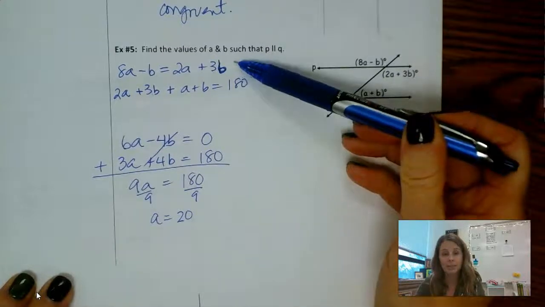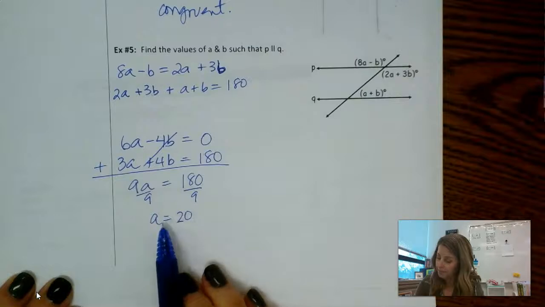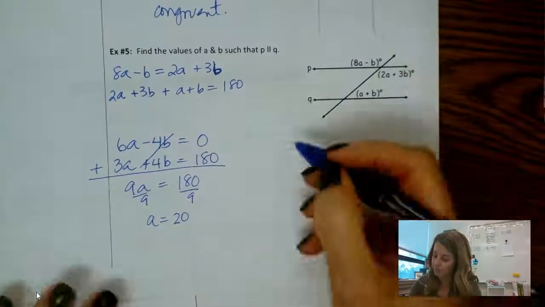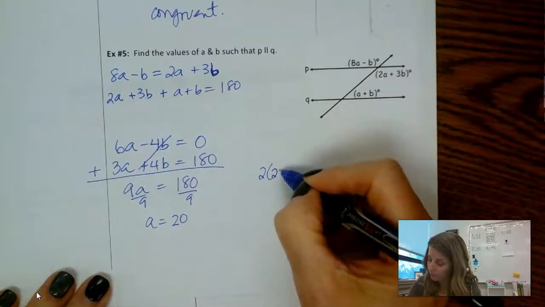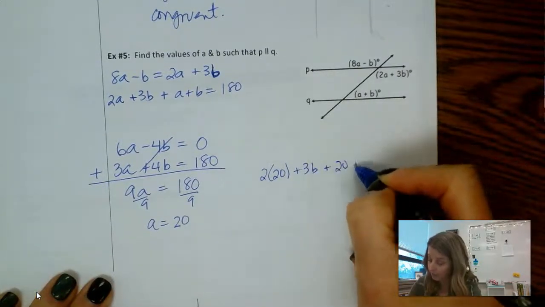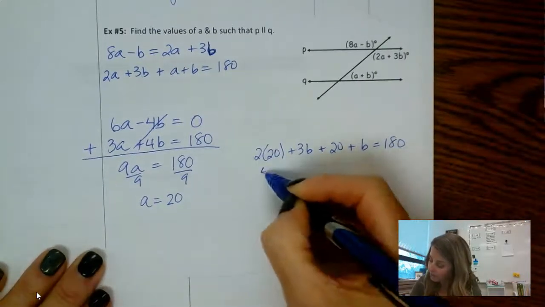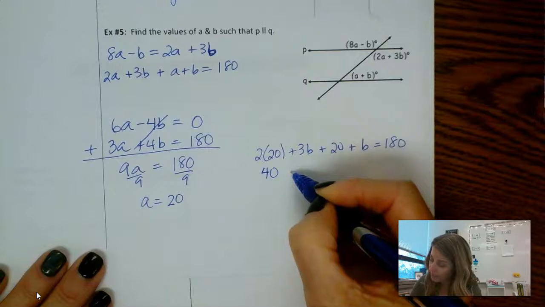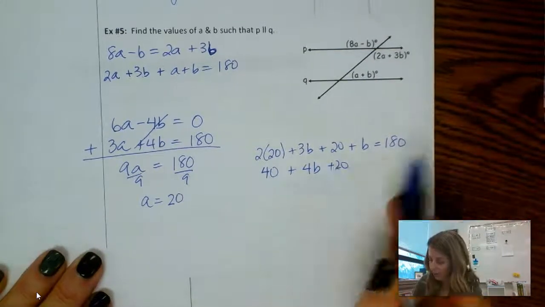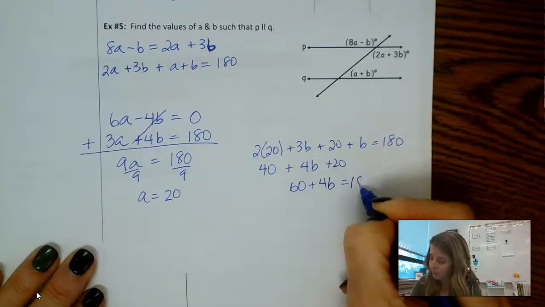I like to go back to the top just in case I made a mistake, or you could go here, it doesn't matter. But I'm going to plug it into the second one. You can plug it into any of them if you want. So I'm going to do 2 times 20 plus 3B plus 20 plus B equals 180. So that is going to be 40 plus 4B plus 20. And actually, I'll go ahead and add those together. So it's really 60 plus 4B equals 180.